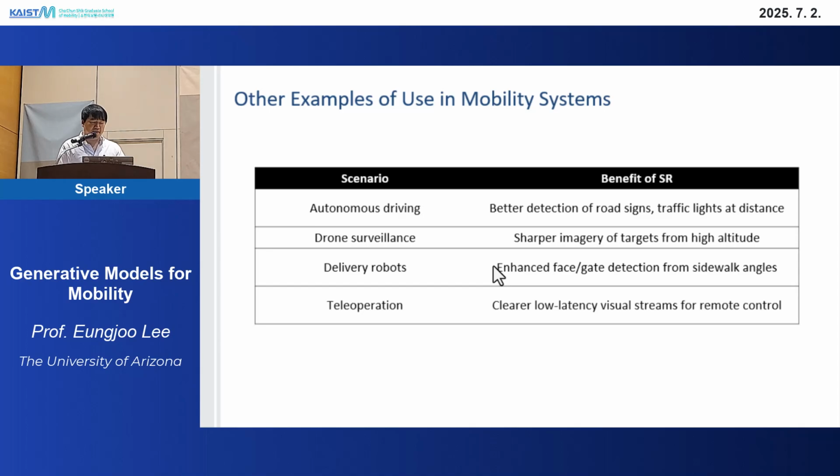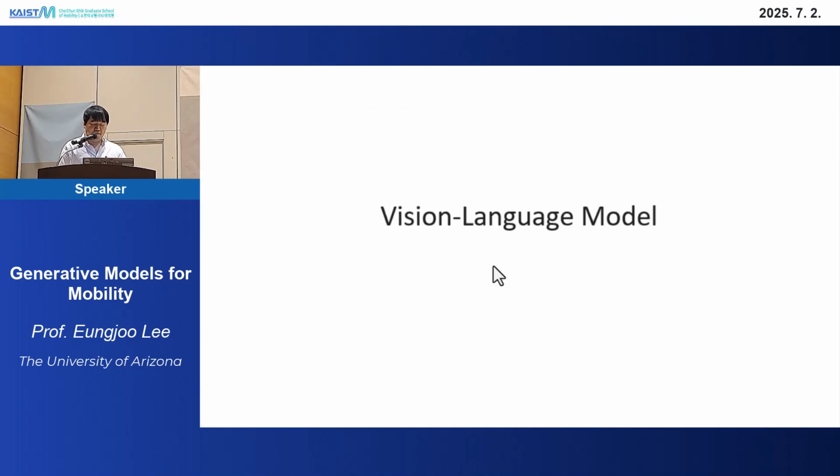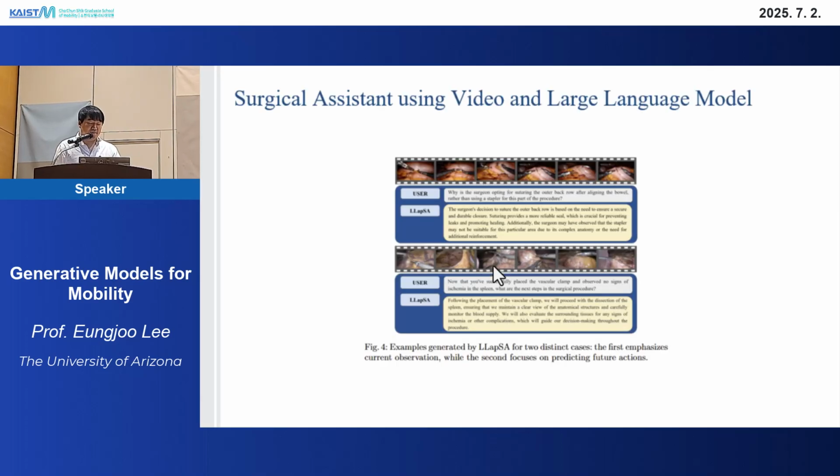Super resolution is one good example for generative AI. And also vision language model would be also an interesting topic in the Gen AI field. So this is our recent work. Again, this is about the medical domain. And our lab was working on endoscopic image understanding.